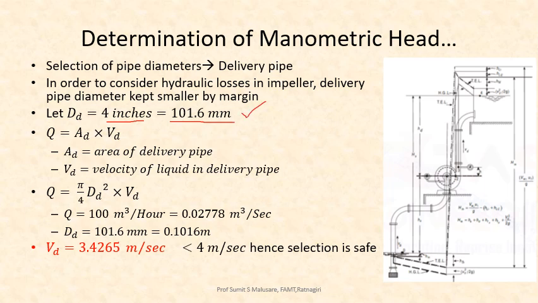So now from this, Q is equal to the area of the delivery pipe into the velocity of the liquid in the delivery pipe. That comes out to be 3.4265 meters per second, which is less than 4 meters per second. Hence we can say that our design is safe.